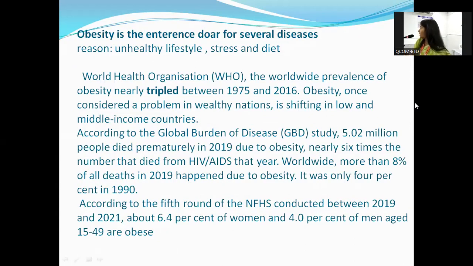The WHO, the World Health Organization, studied the period between 1975 and 2016, and obesity has just tripled. Its cases are increasing more in low and middle income countries. According to the Global Burden of Disease study, 5.2 million people died prematurely in 2019 due to obesity, nearly 6 times the number that died from HIV that year. So deaths from obesity are 6 times those from HIV.